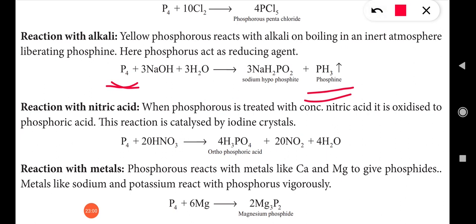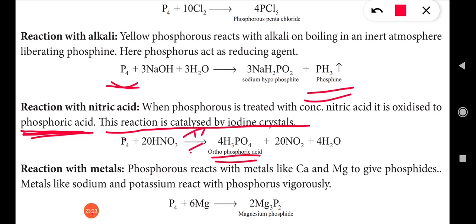Then reaction with nitric acid. So when phosphorus is treated with concentrated nitric acid, it is oxidized to phosphoric acid, H3PO4. This reaction is catalyzed by iodine catalyst.